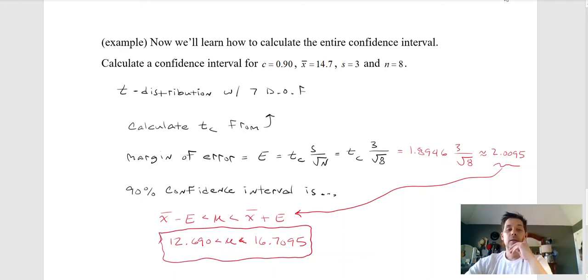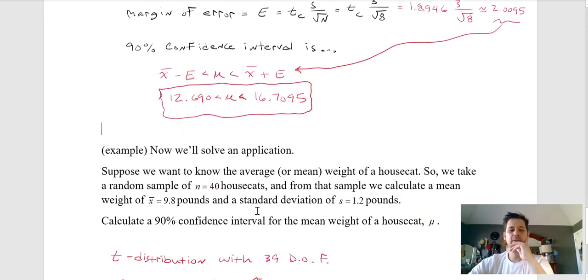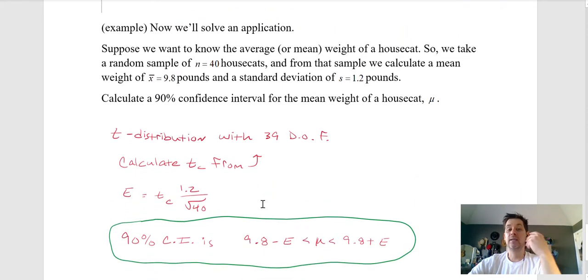Okay. All right. Now, we took this one step at a time. First, we learned what the t-distribution was. Calculate TC, then calculate margin of error, then calculate confidence interval. So let's do the problem that I started this video with about the cats, the mean or average weight of a house cat. So it goes like this.